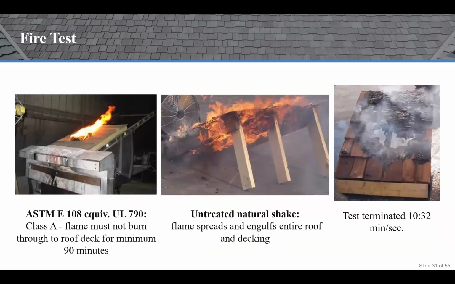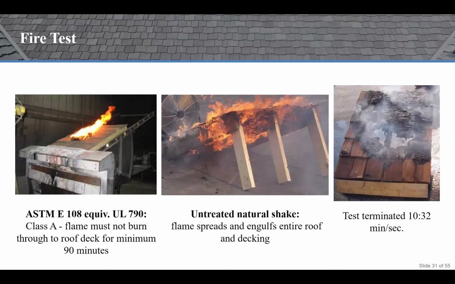So in order to pass the Class A fire test, the flame must not burn through the roof deck for at least 90 minutes. There are slate composites available that, with just a regular 30-pound felt underlayment, rate at Class A. Similarly, shake composites, now with a specialty underlayment, can be rated Class A. There's also a Class C option available if you don't need a Class A rating.